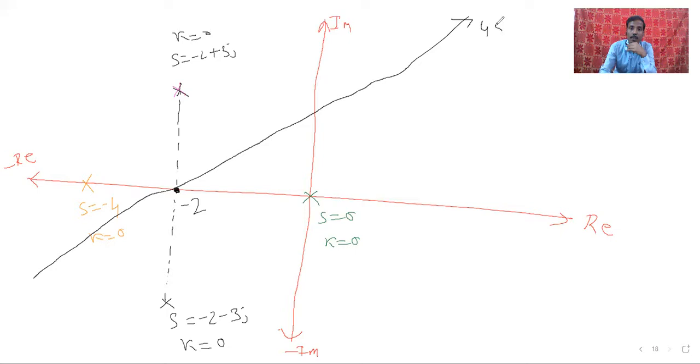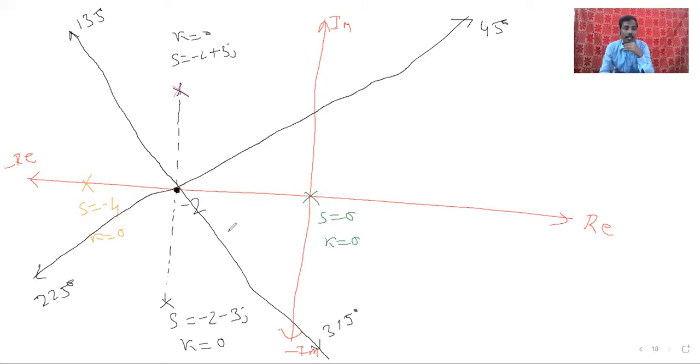is 45 degrees, 135 degrees, 225 degrees, and 315 degrees. And the breakaway points: one point is minus 2, another point is minus 2 plus 1.58j, or minus 2 minus 1.58j. This is another breakaway point: minus 2 minus 1.58j.